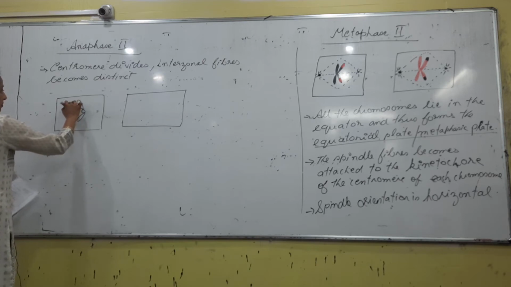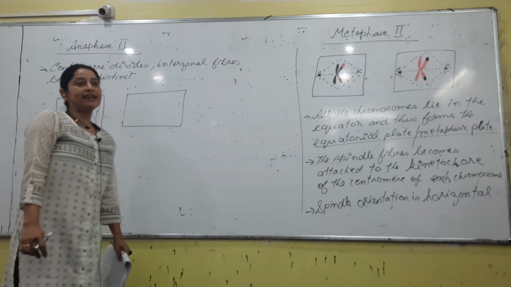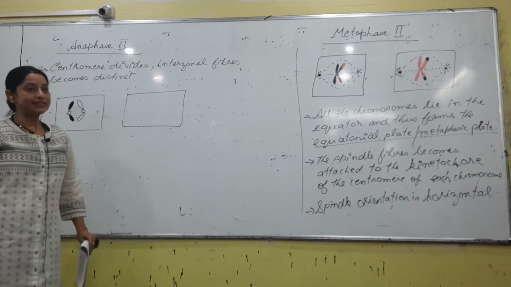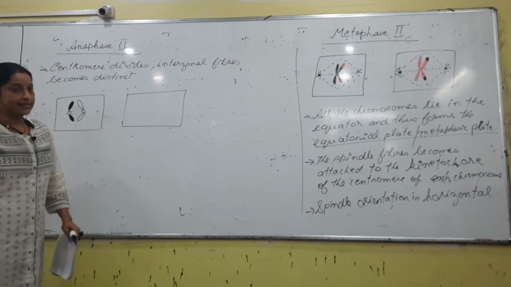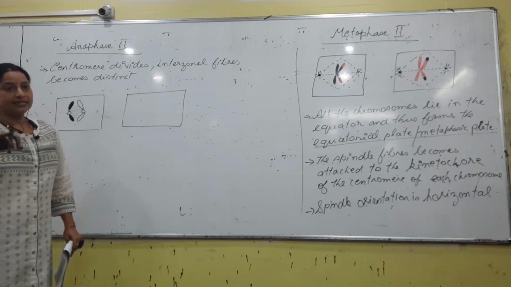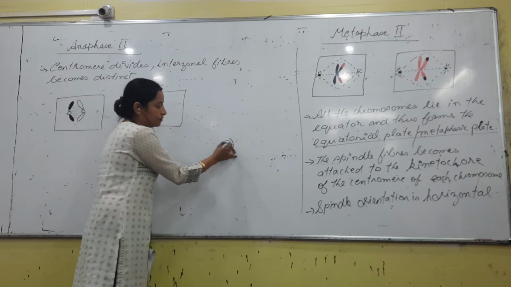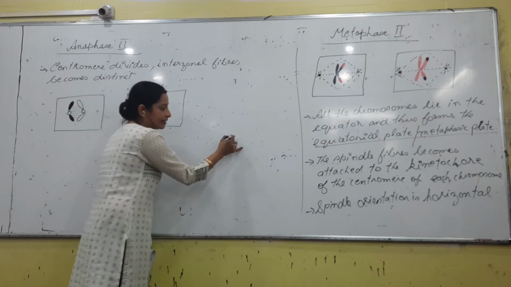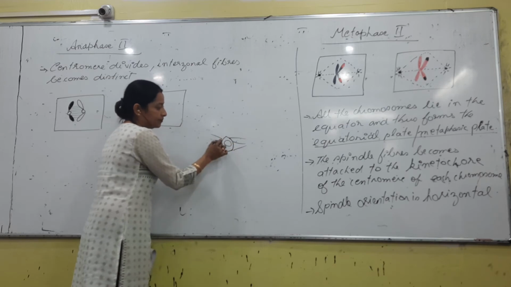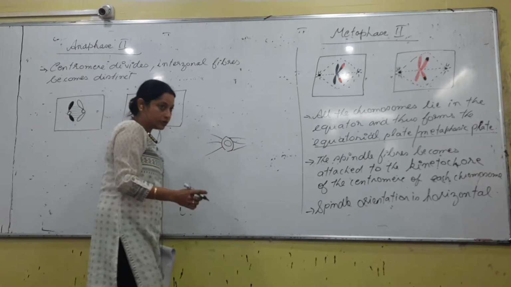What is the function of kinetochore? Kinetochore is that area where the spindle fiber attaches and ultimately it helps the centromere or the chromosomes to separate. What was the kinetochore? A disc, in and around the centromere, a disc shaped structure. What attaches to it? Spindle fibers attach. Right? Oh, spindle fibers, I know.